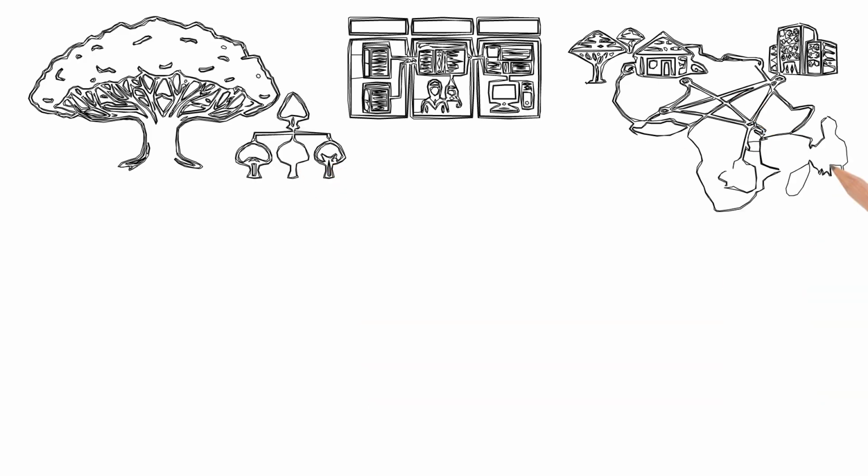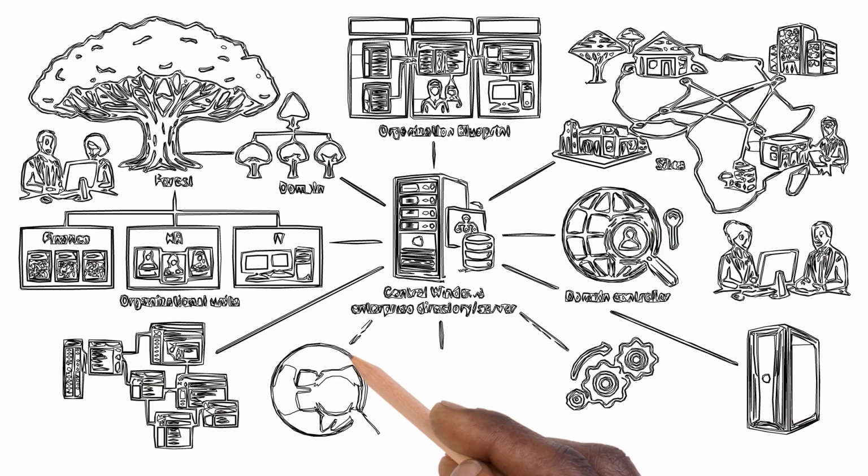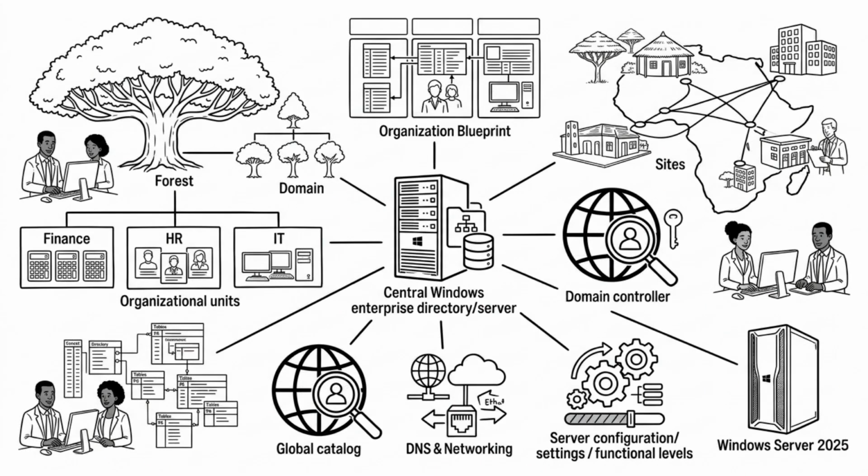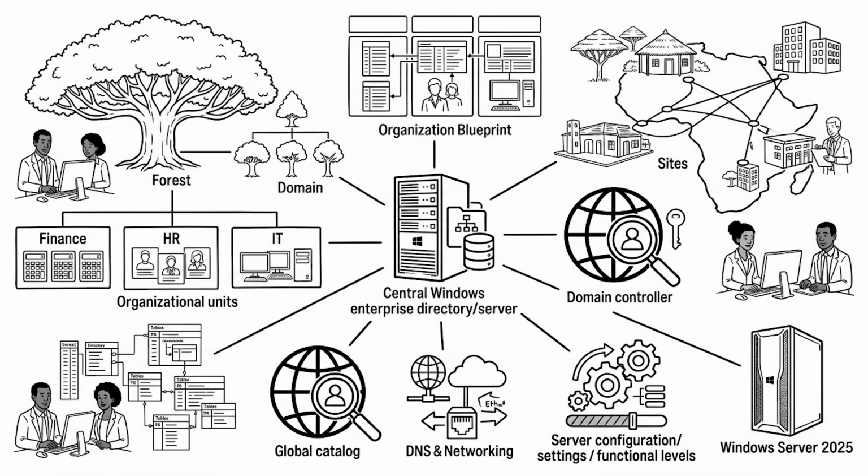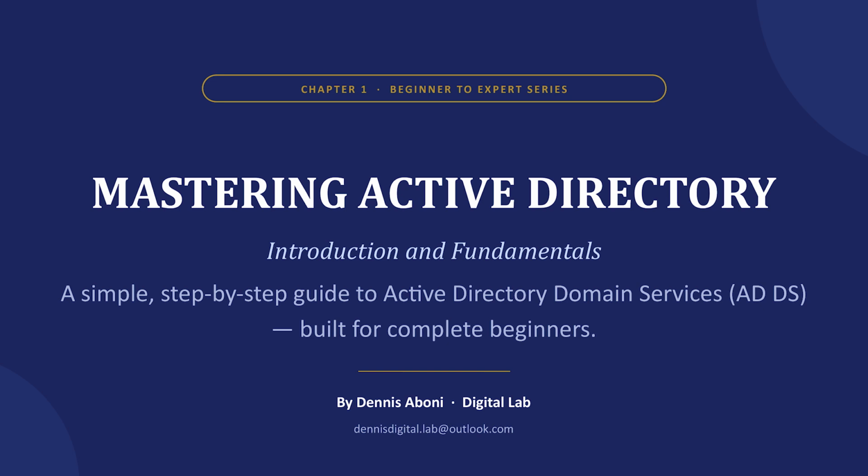And later, we are going to break down forest, tree, domain, organizational unit, site, schema, global catalog, domain controller, DNS, functional levels, and Windows Server 2025. Okay, and I'm going to explain not only what these things are, but also why they exist, why they are important, what can go wrong, and why cybersecurity professionals need to understand them. So grab your notes, let's start.